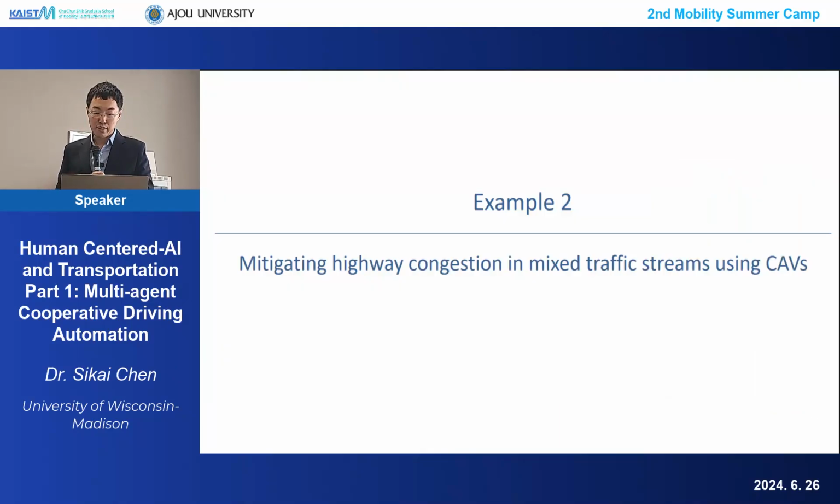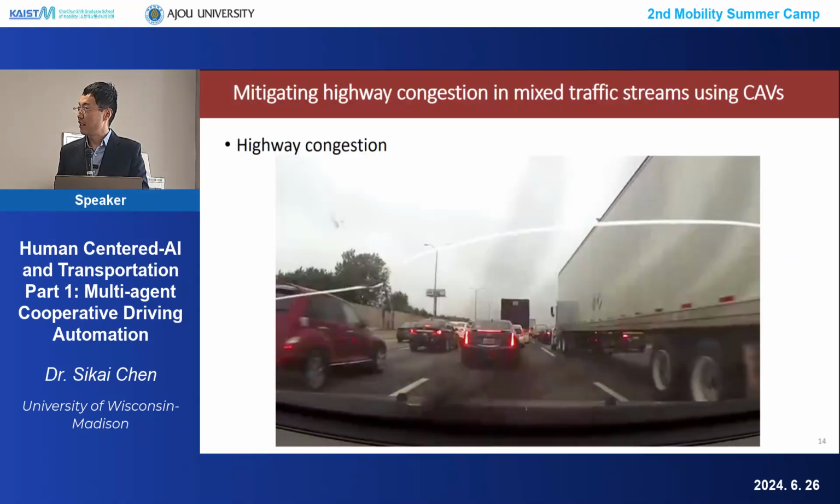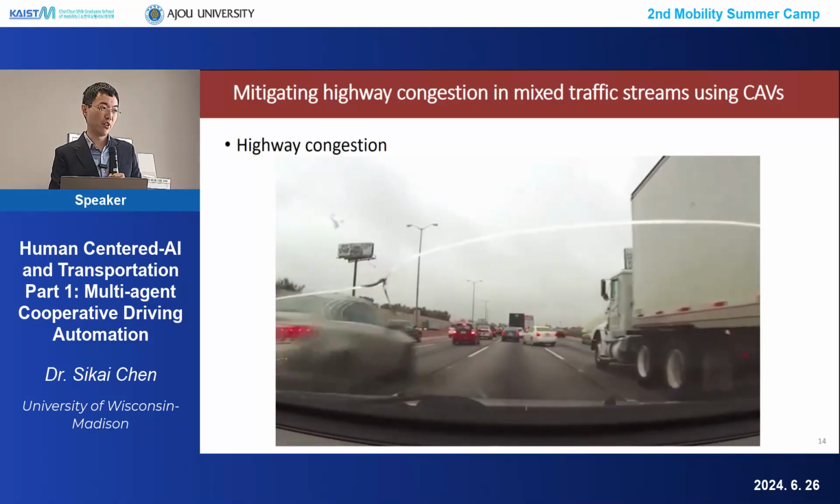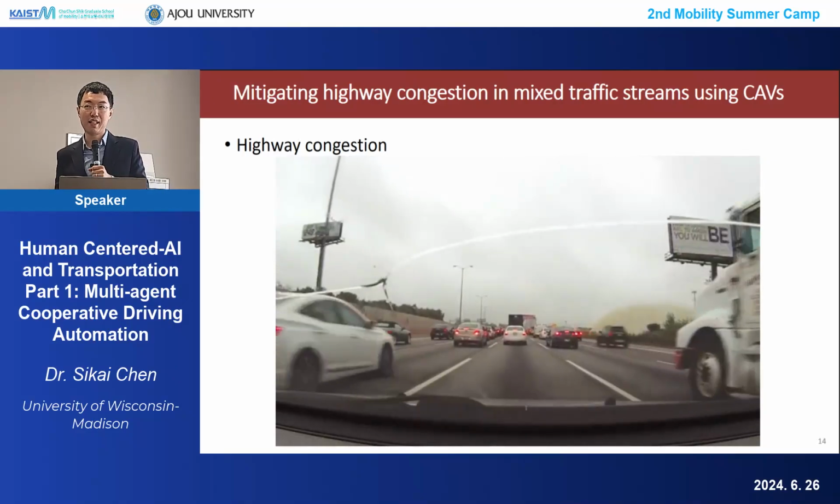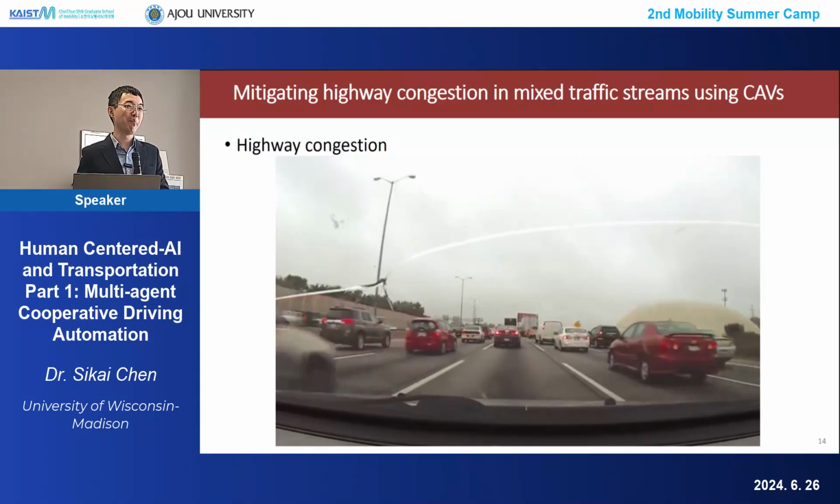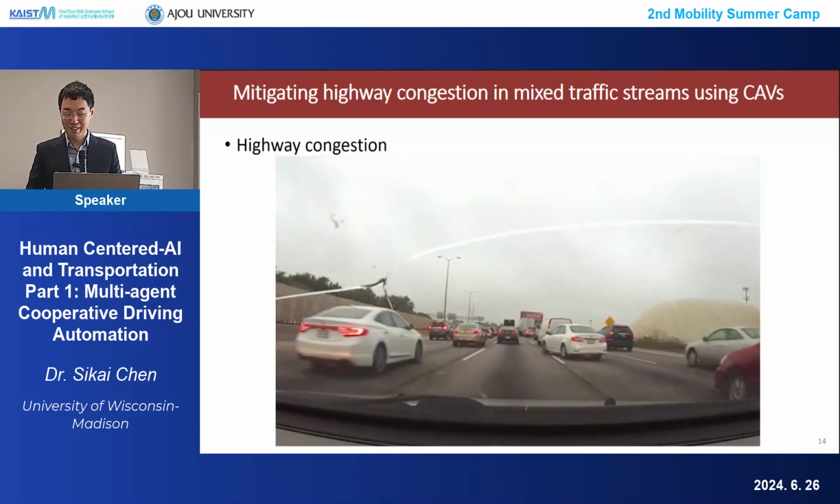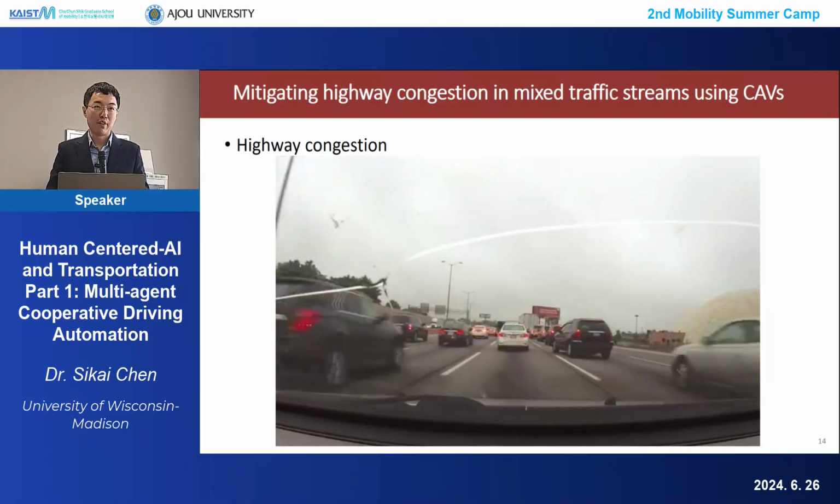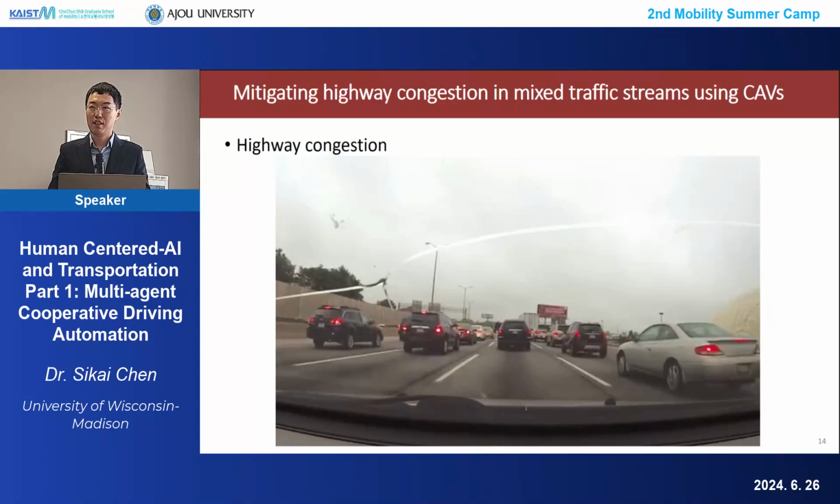Moving on to example 2, mitigating highway congestion in a mixed traffic stream using CEVs. I guess we all have experience like that. In the morning, I was talking to Professor Cho. It seems that his tour yesterday was not so, no, it could be better. So Professor Chen said it can be improved because of traffic congestion. How many of you drive? Okay, I see some hands.